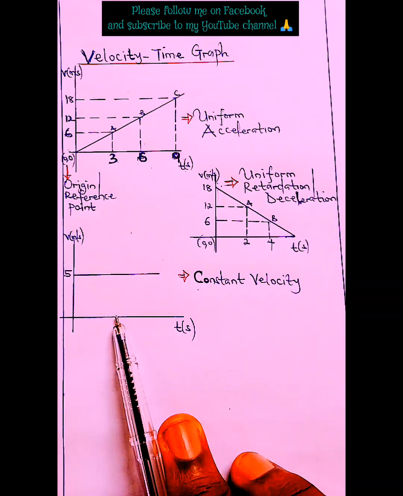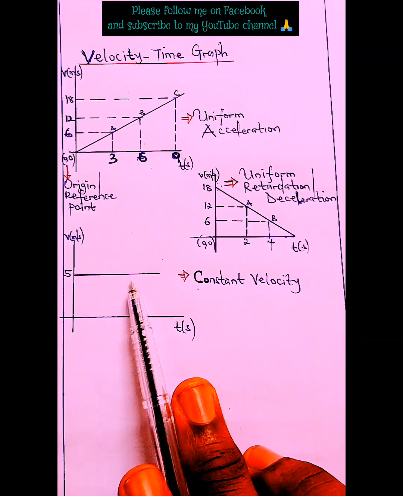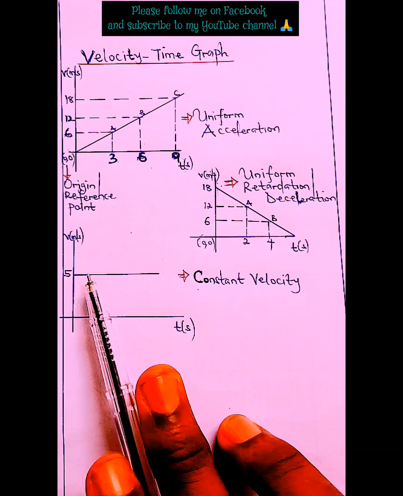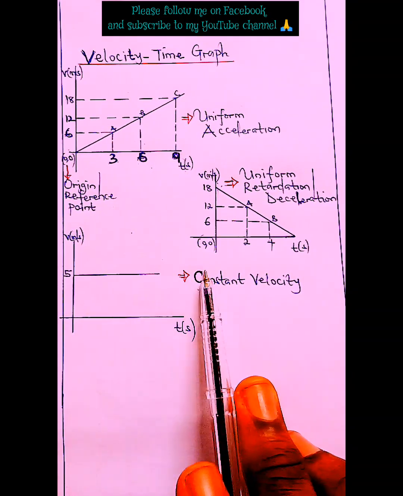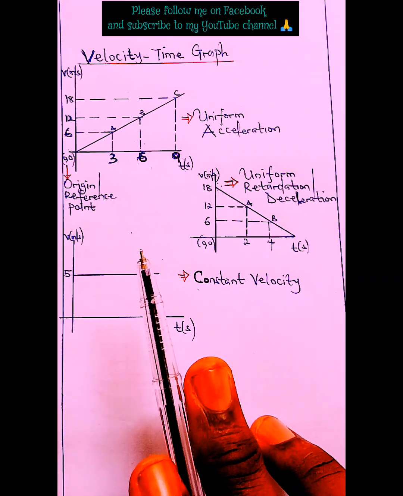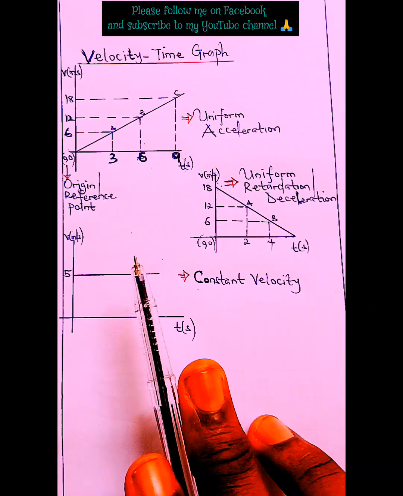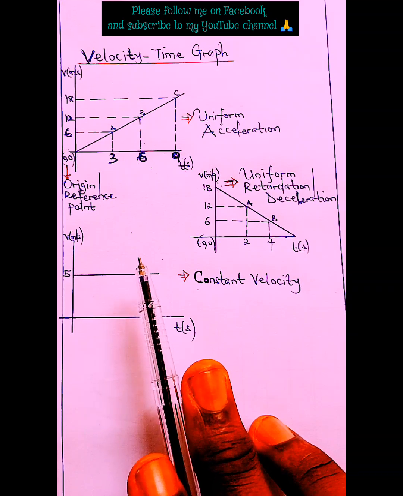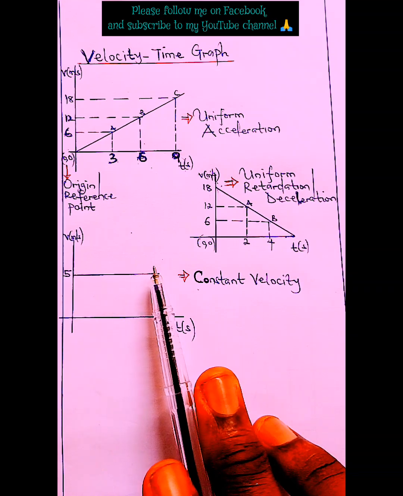But when we talk about constant velocity, there's no acceleration at all. The initial velocity is the same as the final velocity. That's the big difference between constant velocity and uniform acceleration. So we have to understand this concept before we move directly into our calculations.